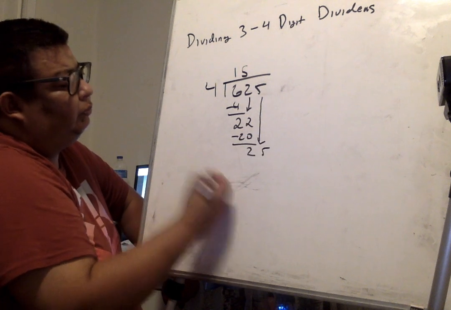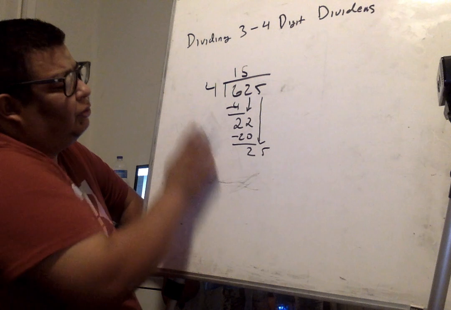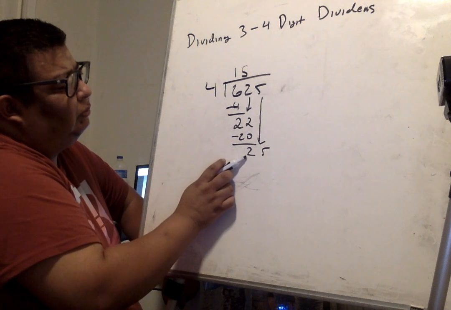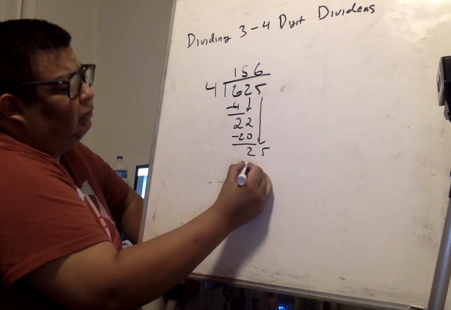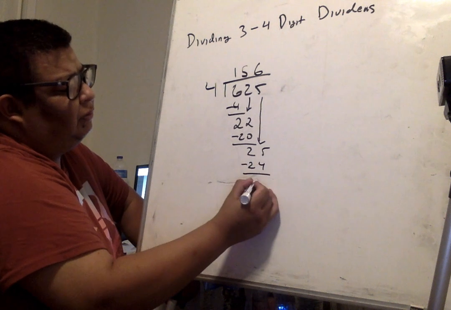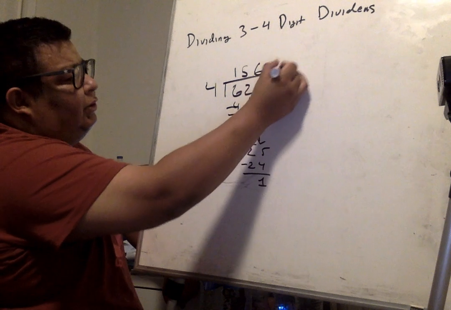And then how many times does 4 goes into 25? 6 times. 6 times 4, 24. 25 minus 24 is 1. So remainder is 1.